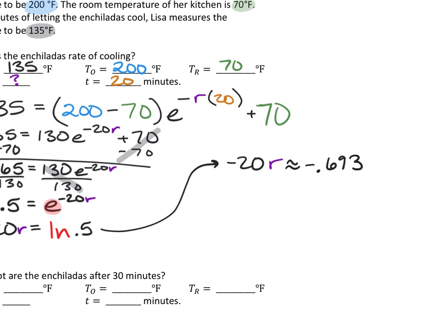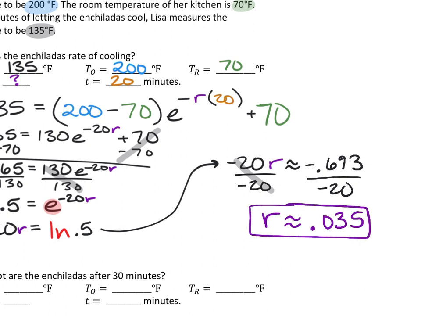Have we figured out the rate yet? What do we have to divide by on both sides? Negative 20, yeah. Because then that r is going to be all the way by itself, which is what we wanted. We wanted to know the rate. And that rate is approximately equal to 0.035. Or if we did percentages, that would be 3.5%.